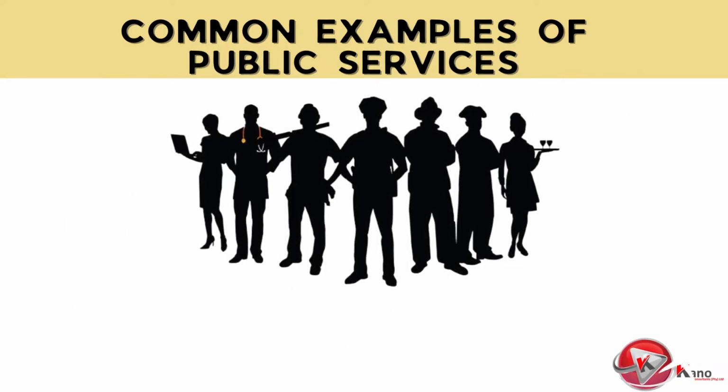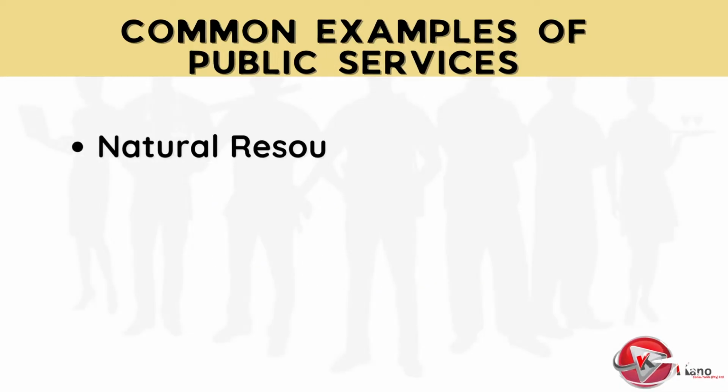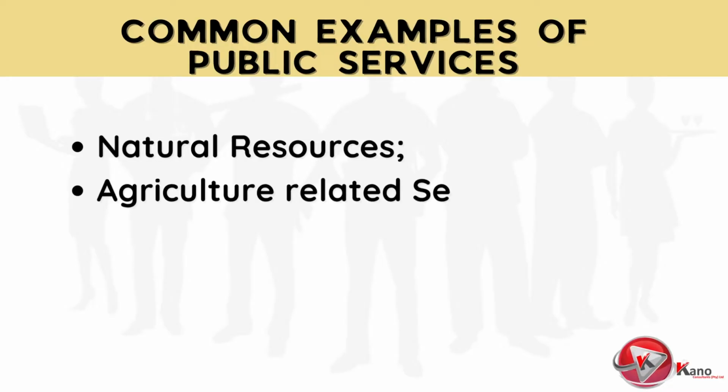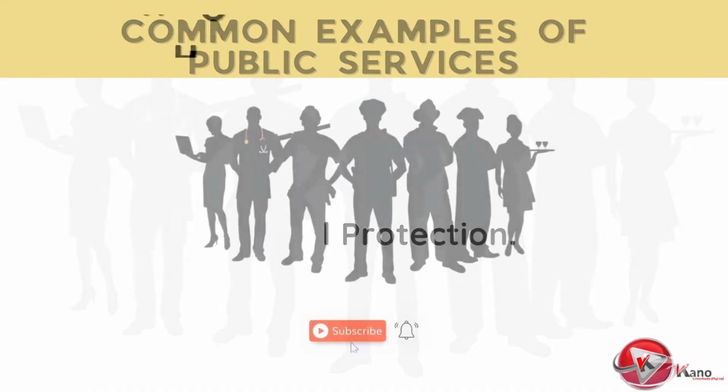Last but not least, other examples of public services include natural resources and the governance of natural resources, such as forests and fisheries. Agriculture-related services, such as the regulation of food quality, food security, and support for the agriculture industry. This may also seek to reduce the environmental damage caused by agriculture and provide support for rural communities. Environmental protection, which involves preventing and regulating the destruction of the ecosystems upon which all life depends.